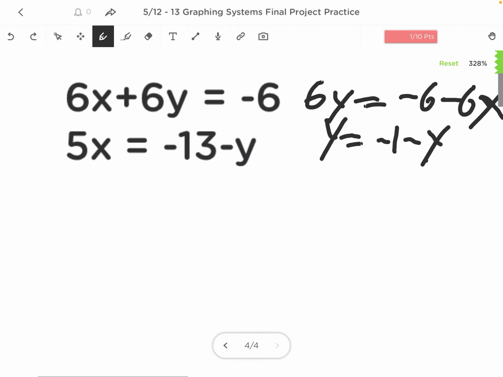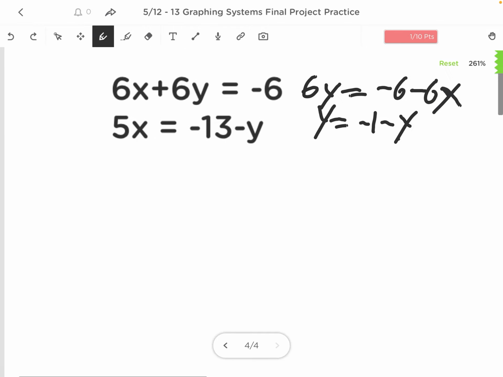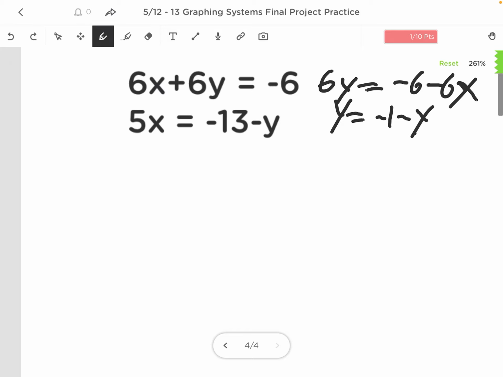Here we're going to substitute that in the second. Never mind, this is wrong. Never mind. So that's for the first equation.